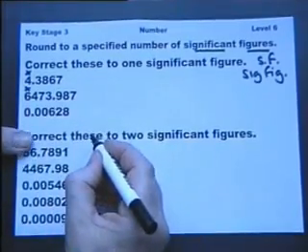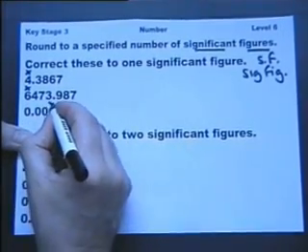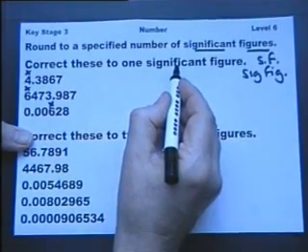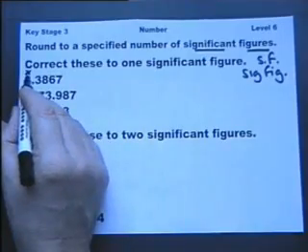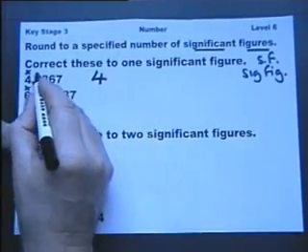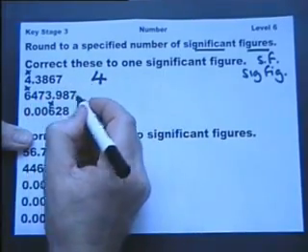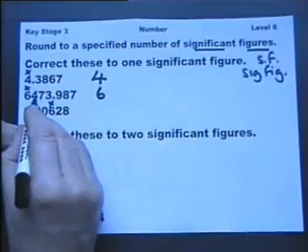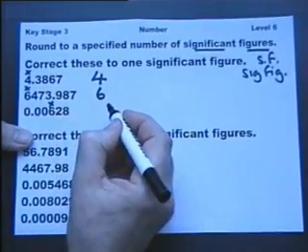There's our one significant figure. There's our one significant figure. So for significant figures, we count from the first figure that we see. So this is 4. The next number is not 5 or more. That's the answer. This is 6. The next number is not 5 or more, so that's it.